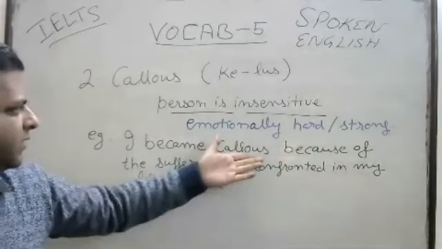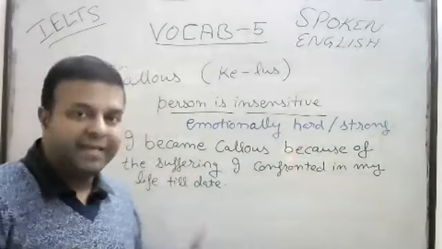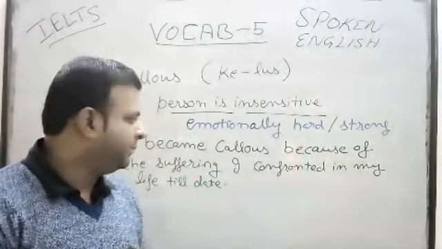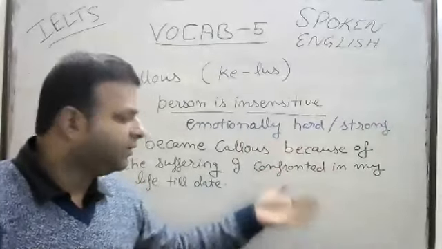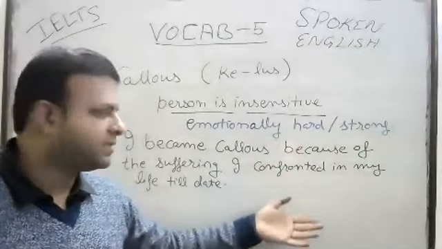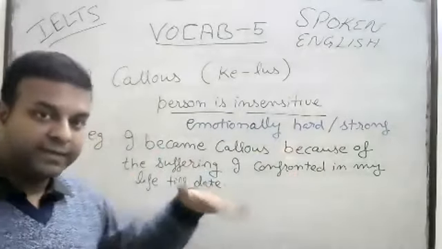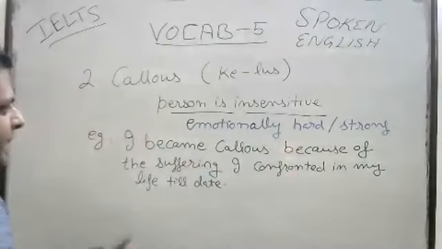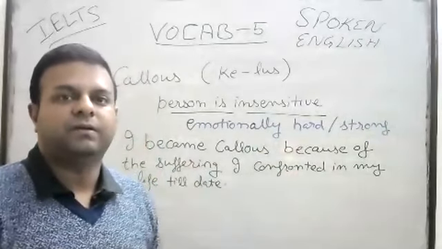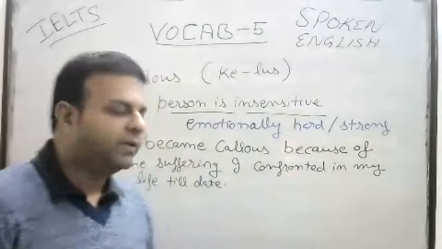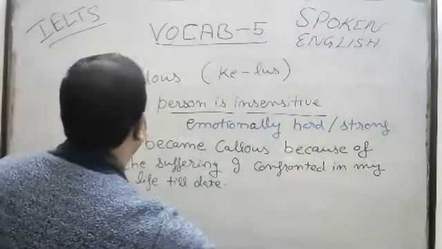I became callous, I became emotionally strong. Why? Because of the suffering that I faced. In spite of face, I'm using confront or encounter. Encounter or confront, these two words you can also use in spite of face. So I became callous because of the suffering I confronted in my life till date. Whatever sufferings, whatever bad things happened to me, they really made me emotionally strong. So this is how you can use the word callous. I hope this one's clear.